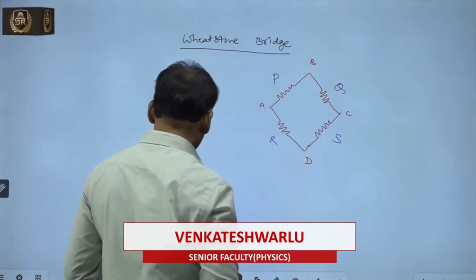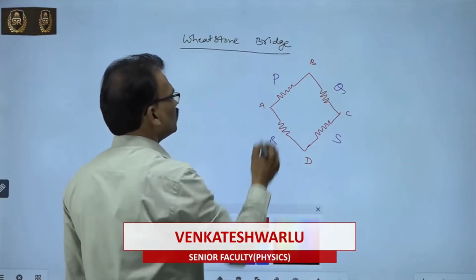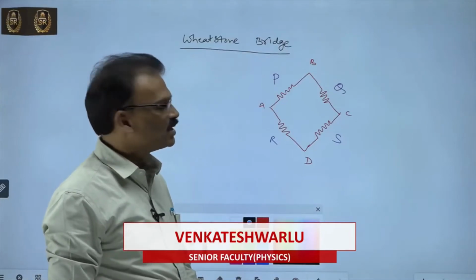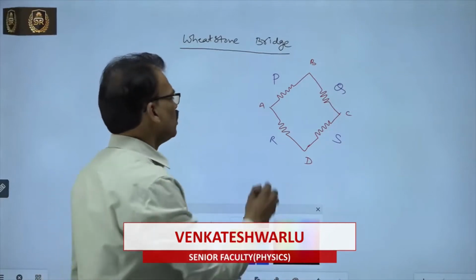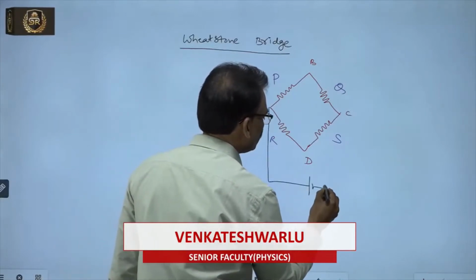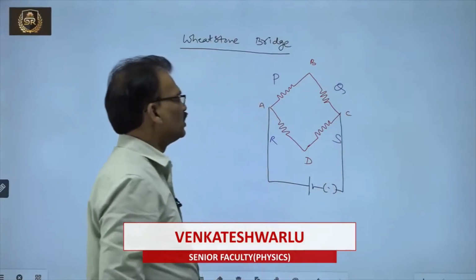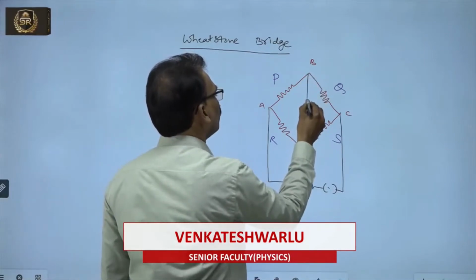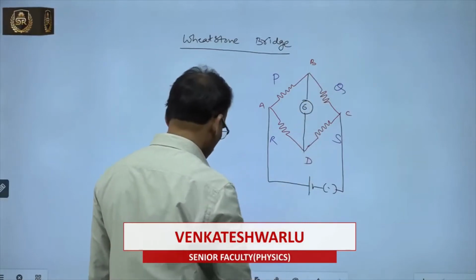So next, between any 2 opposite junctions, here 4 junctions are formed. AC are opposite junctions and BD are also opposite junctions. Between any 2 opposite junctions, what we have to do is connect a cell with a key. Next, between the remaining 2 opposite junctions, one galvanometer you have to connect. This is the galvanometer.